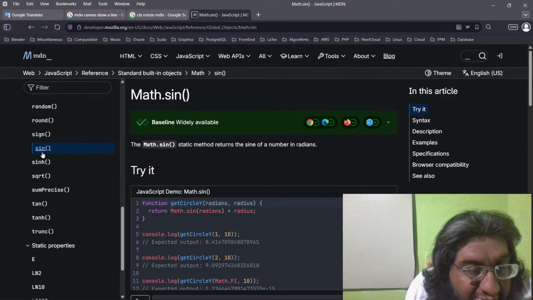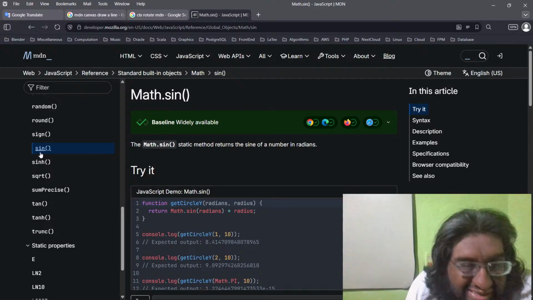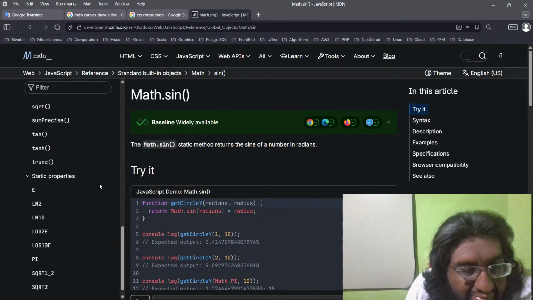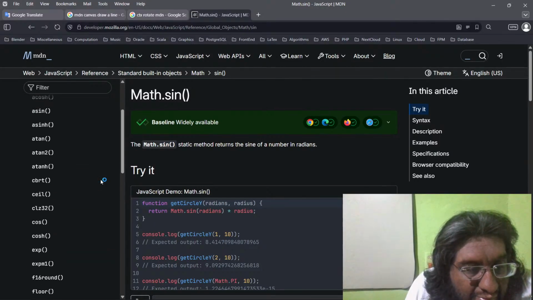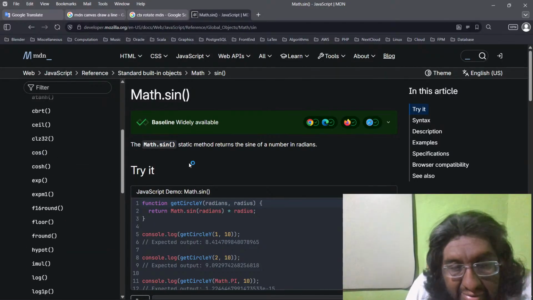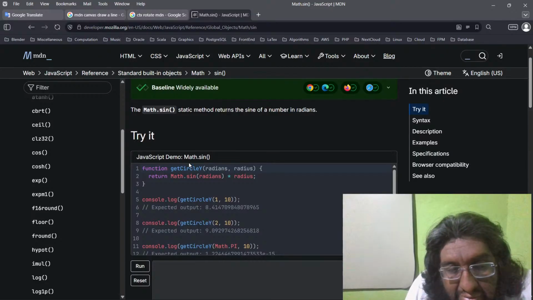So we have sin. I don't know why it's pronounced "sign." If it has the E, then it's sine, but here it is sin. And we have cosine. Oh, good circle.